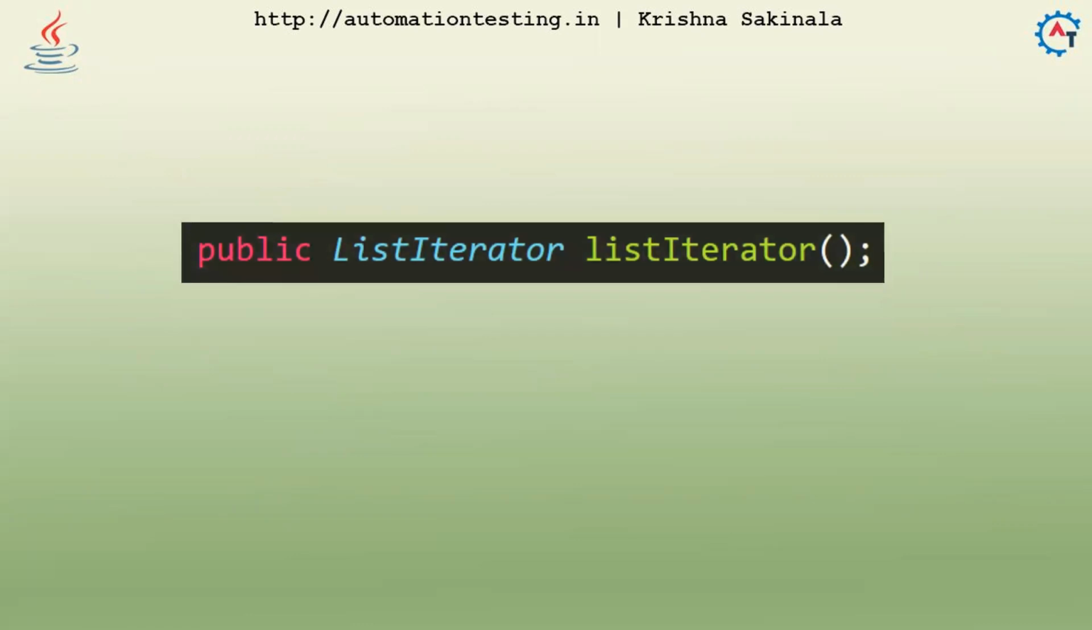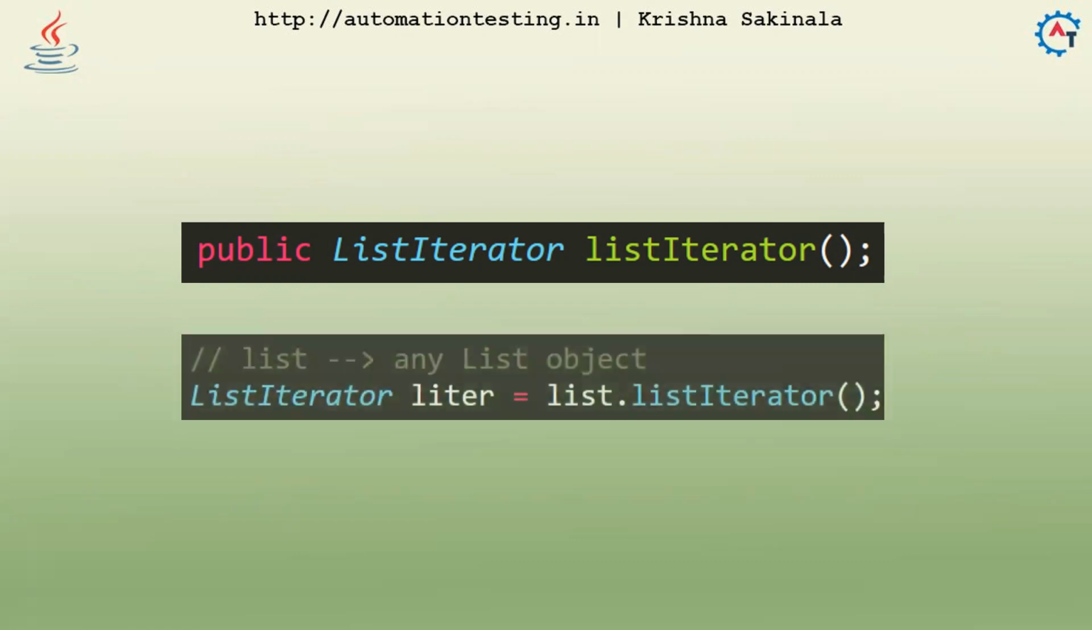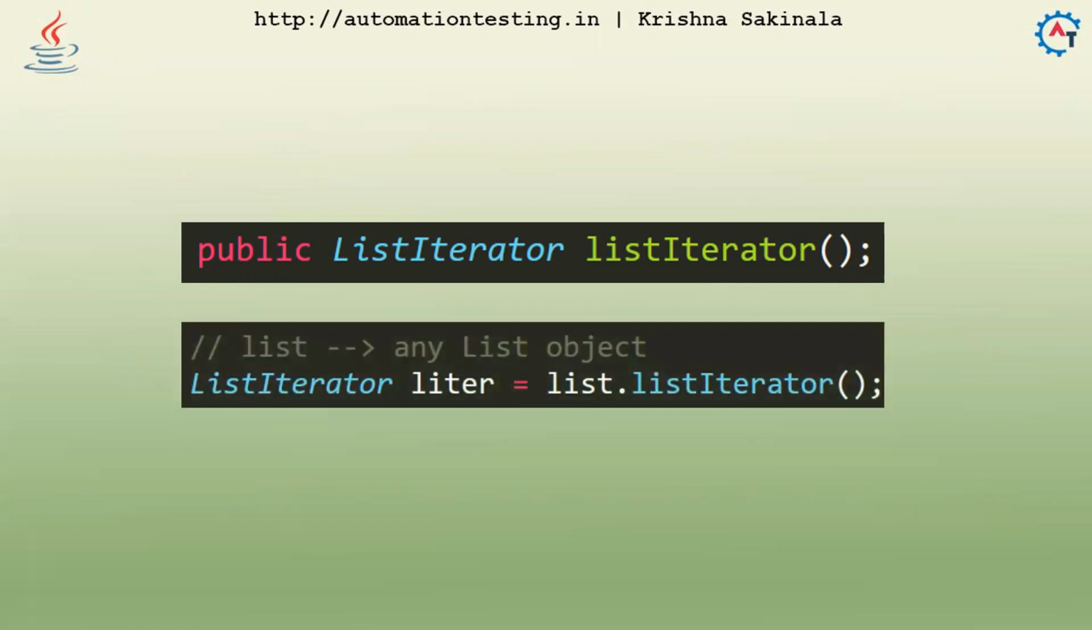The method is listIterator, and the return type is ListIterator. So ListIterator lIter is equal to list.listIterator(). Here, the list means any list object. It works only with list objects, meaning ArrayList, LinkedList, all these things. So not for all the collections.